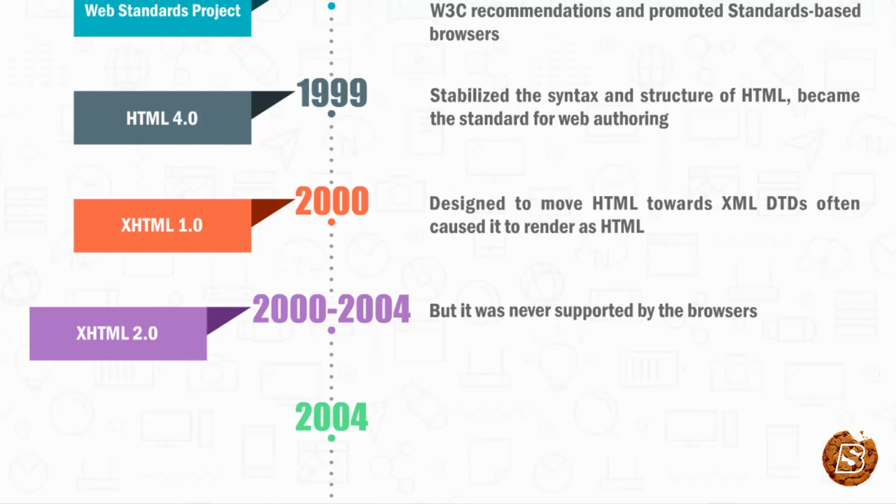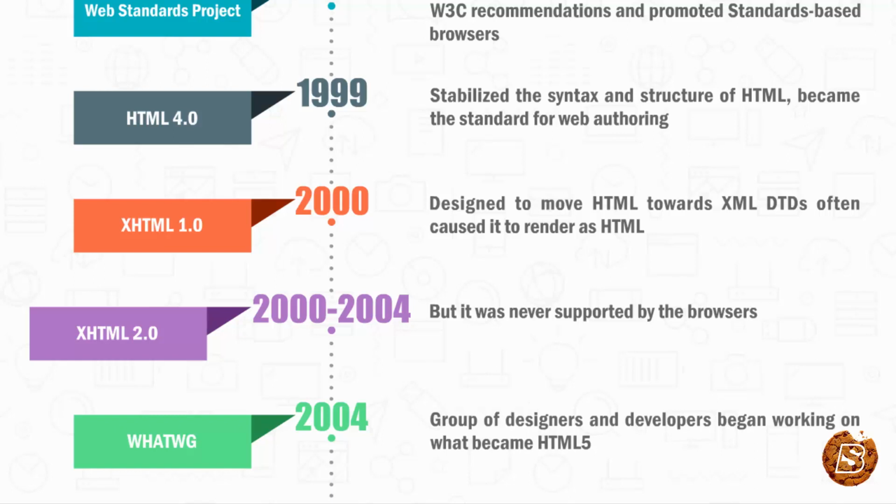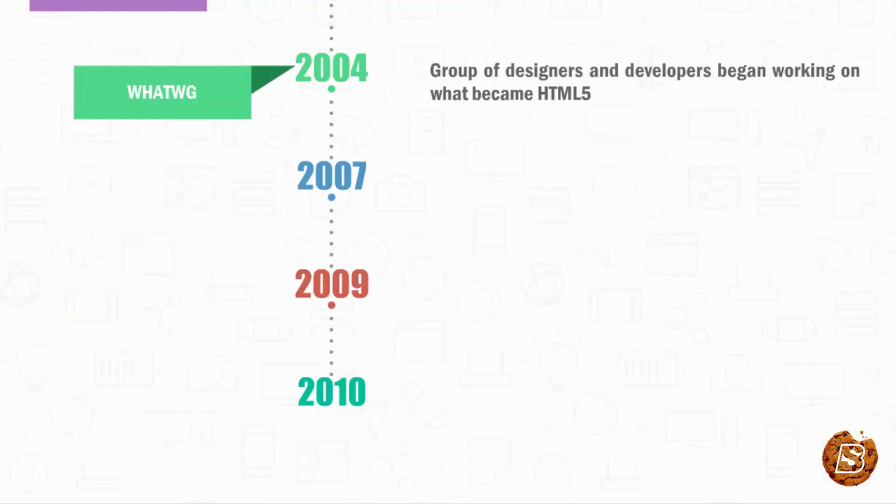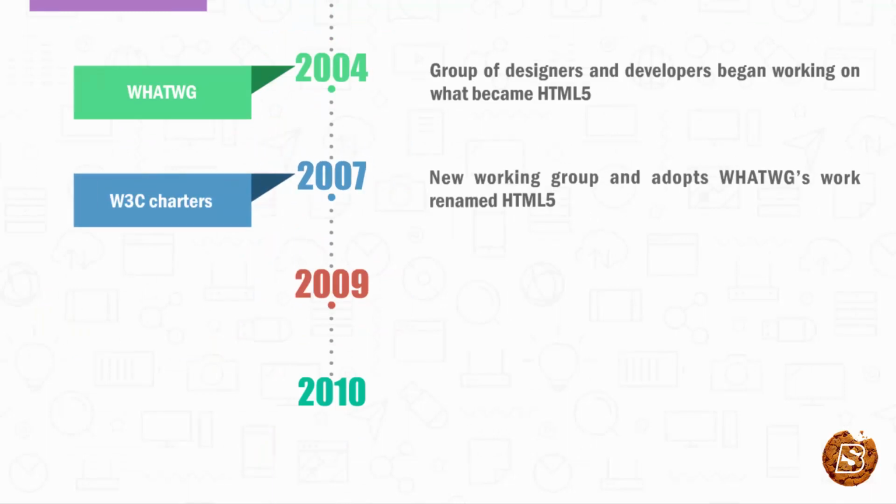demanded by the users. During the same time period, in the year 2004, the Web Hypertext Application Technology Working Group, WHATWG, which is a group of developers and designers, began working on what became HTML5. In the year 2007, the W3C chartered a new working group and adopted WHATWG's work, renamed HTML5.